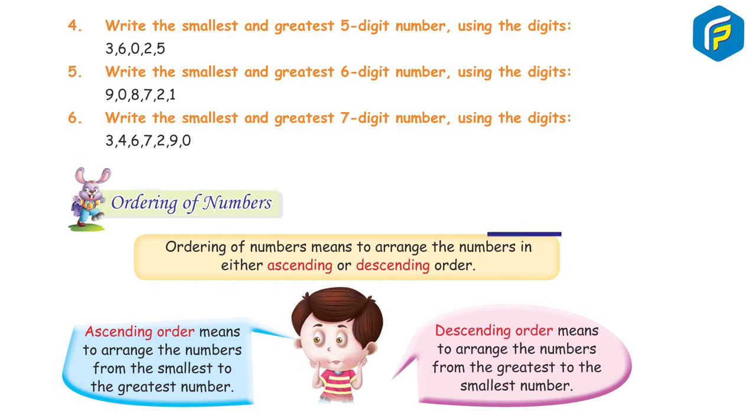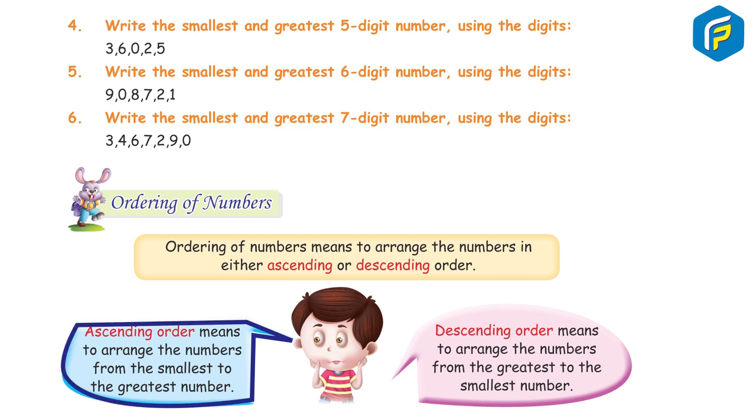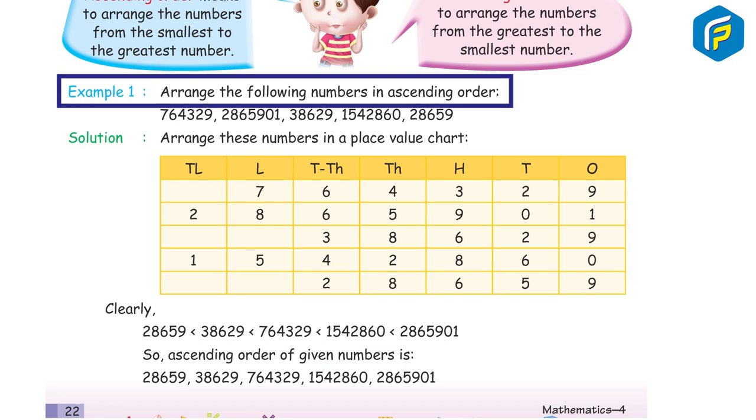Ordering of numbers. Ordering of numbers means to arrange the numbers in either ascending or descending order. Ascending order means to arrange the numbers from the smallest to the greatest number. Descending order means to arrange the numbers from the greatest to the smallest number. Example 1. Arrange the following numbers in ascending order.